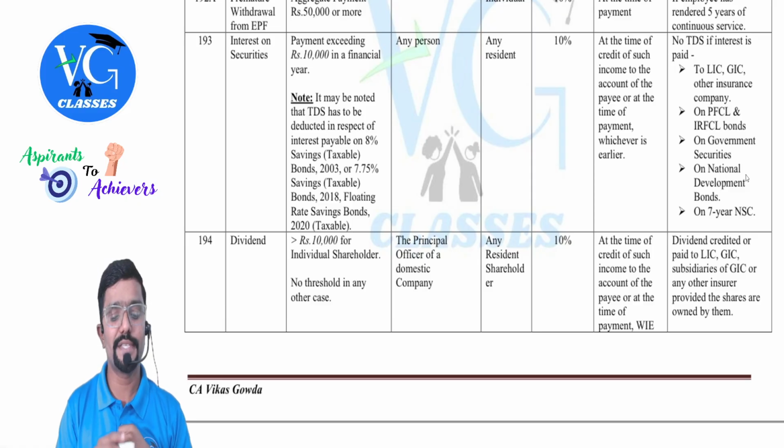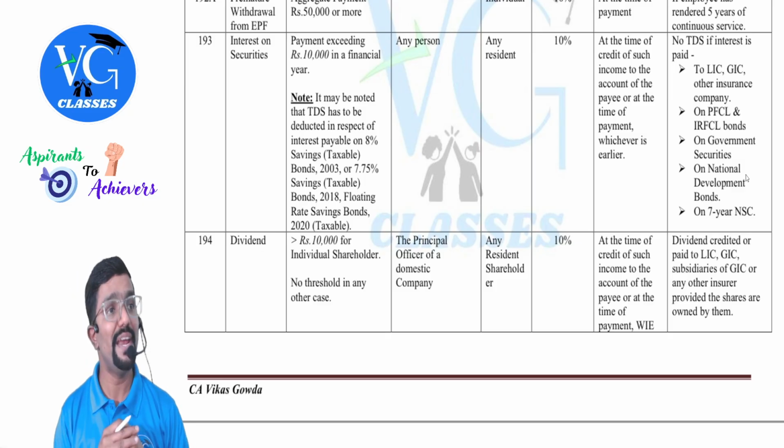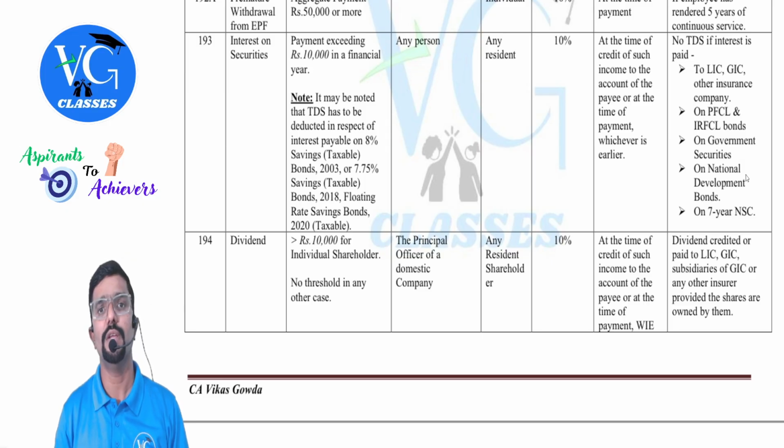When should we deduct TDS, sir? If the amount is more than 10,000. If the interest paid is more than 10,000, TDS has to be deducted. It is an amendment. Please be careful. Who should deduct TDS, sir? Any person paying interest on security. Who is the payee, sir? Any resident. That means non-residents are not covered here?